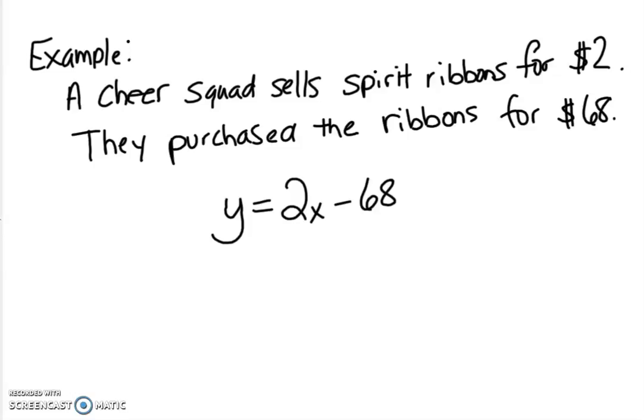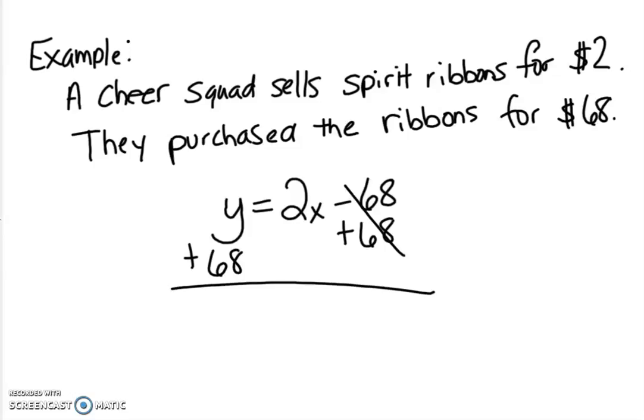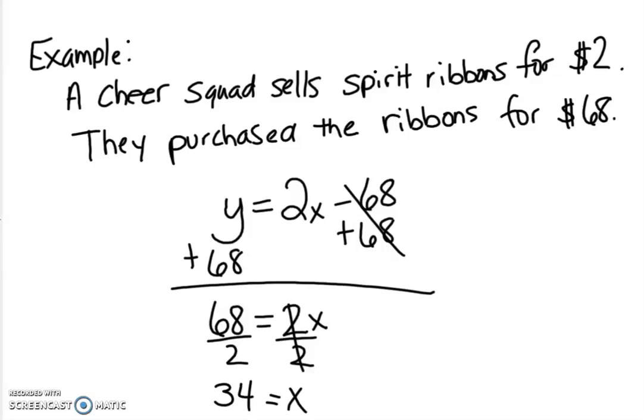I need to move 68 to the other side so I can get 2 and x by itself. So I say plus 68. These cancel out. You're left with 68 equals 2 times x. Divide by 2, divide by 2. After 34 ribbons, they will start making a profit.